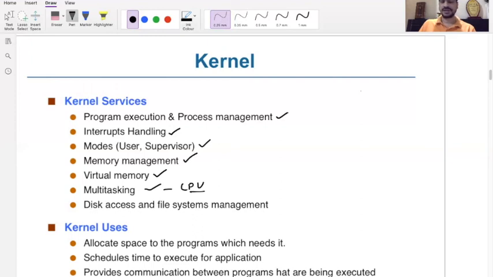Then there is disk access and file system management. We know that every operating system has a different file system. In Windows, previously we had FAT32, and then in Windows there is NTFS. If we talk about Linux, there are file systems like ext, and in Unix there is the VX6 file system. All those are different types of file systems which are there with different operating systems, and these operating systems will manage those file systems. A file system is nothing but a provision in which how we manage the directories and how we manage the files will be taken care of by the kernel.